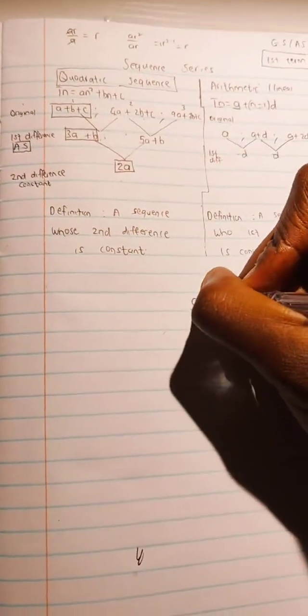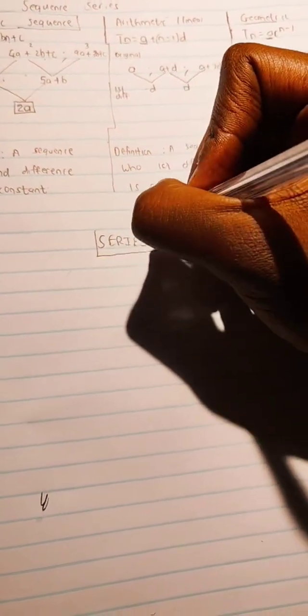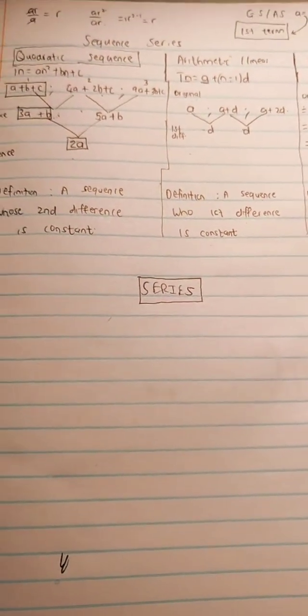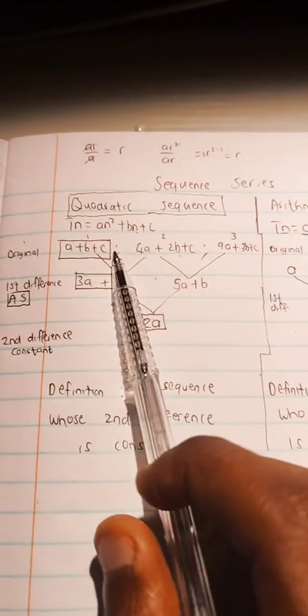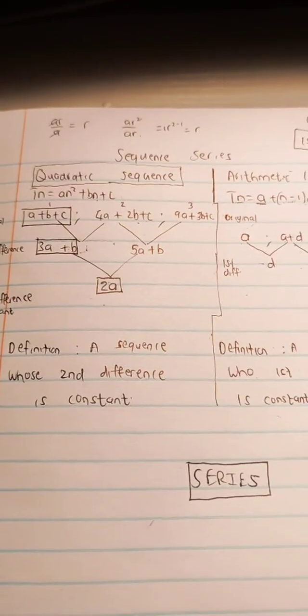Now, that is what a sequence is. A series is a different situation altogether, because a sequence is simply a list of ordered numbers.